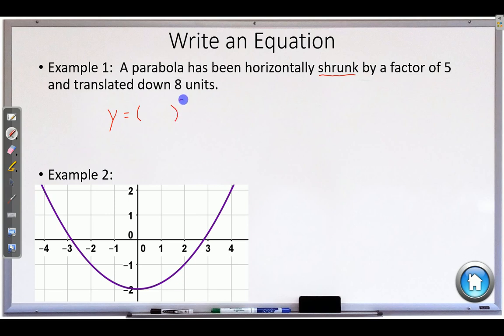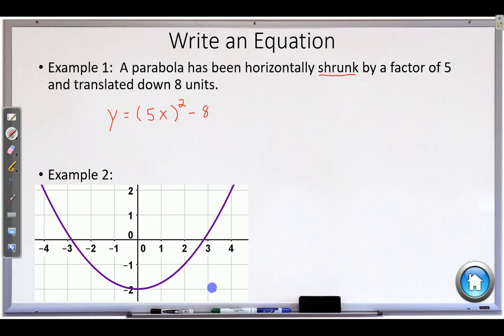we're going to have some numbers on the inside. I'm going to do the easy part first. Translating down 8 is just a minus 8 on the outside. Do the easy stuff first. But now the horizontal shrink. So if I'm going to shrink by a factor of 5, that's a big number. Remember, numbers bigger than 1 make a shrink. So I'm going to use that 5 right here. It's larger than 1. That tells me a shrink. That's exactly what I want. And so the 5 just goes right in there.